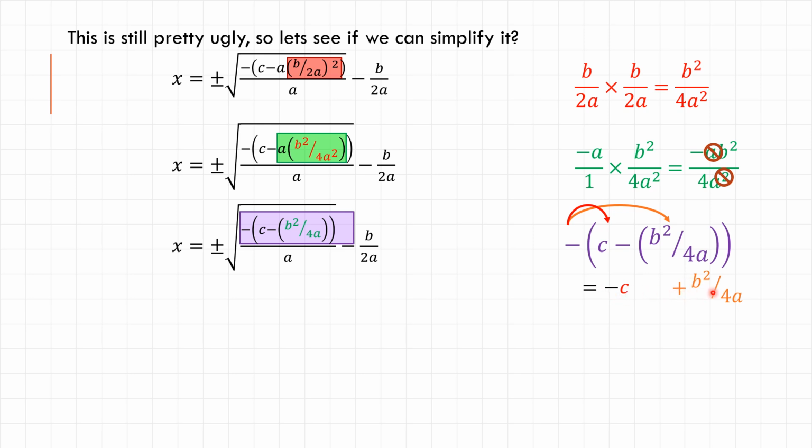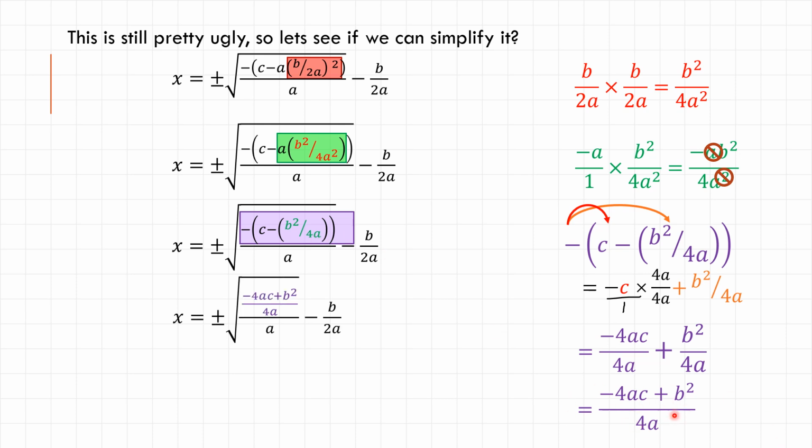But now I'm actually going to combine these two. How do I take a number and add a fraction? I need the same denominator. And right now, this has a denominator of 1. And so I can multiply that by 4a over 4a, and that will turn the denominator into this denominator, which is 4a. And negative c times 4a is negative 4ac. Now that they have the same denominator, I can just add their numerators. And now I've turned this into this, which kind of made it seem a little bit uglier. But I know if I keep working, I can make it simple.